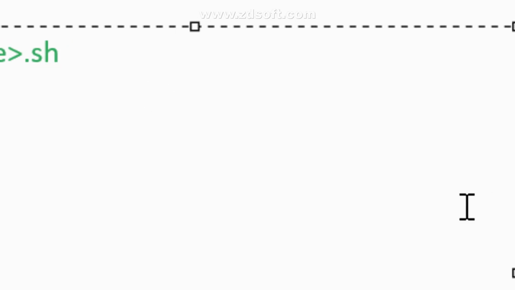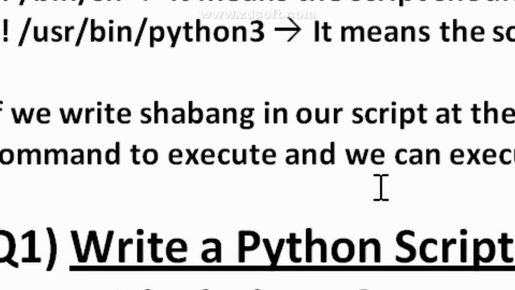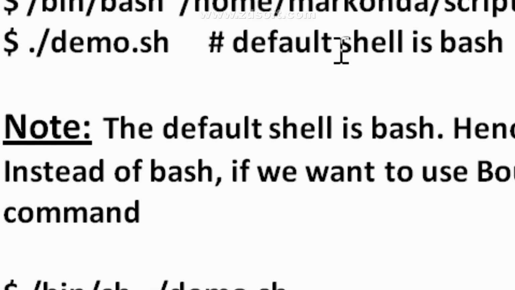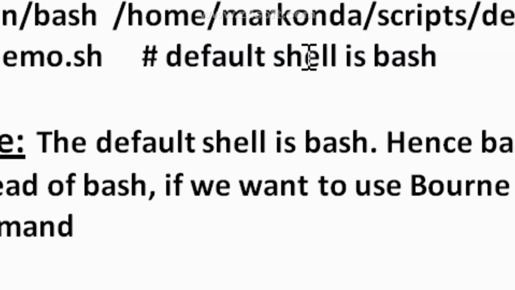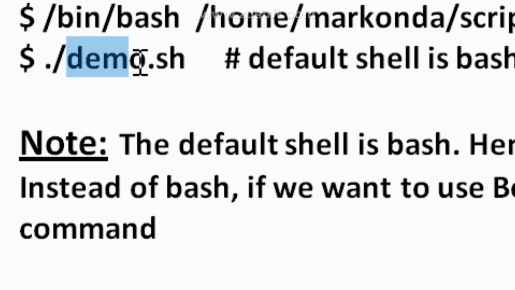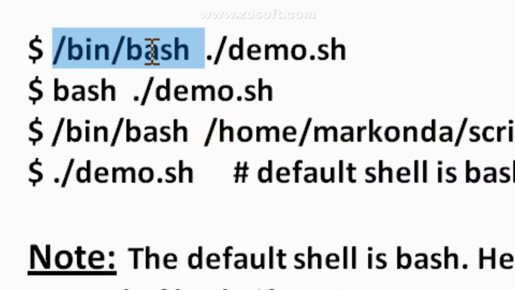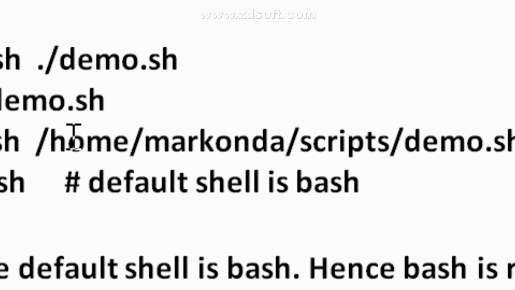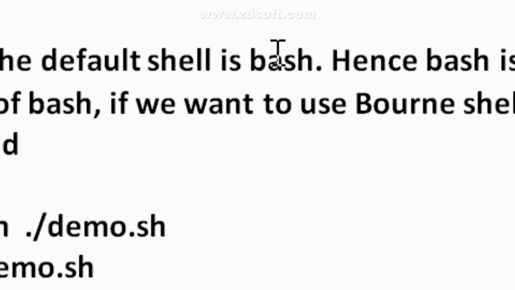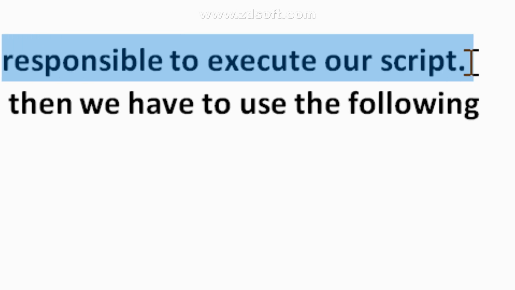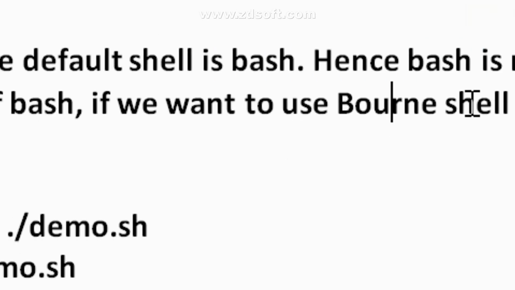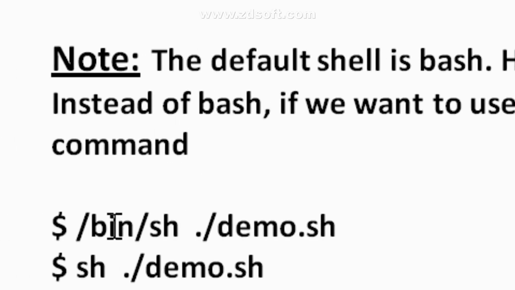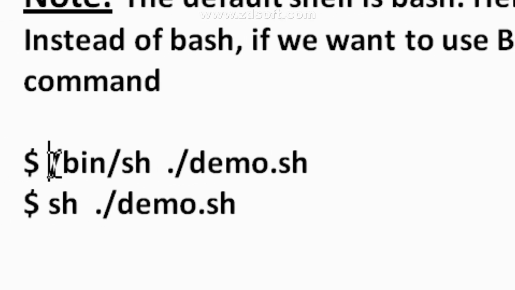There are multiple ways we can run this. This is the default one. The default shell is bash. Dot slash demo dot sh, or we can use bin bash demo dot sh, or we can use bash demo dot sh. So there are multiple ways we can run it. The default shell is bash only, hence bash is responsible for executing our scripts. Instead of bash, if you want to use the Bourne shell, then we can use bin slash sh like this. Whatever you want, we can pass.